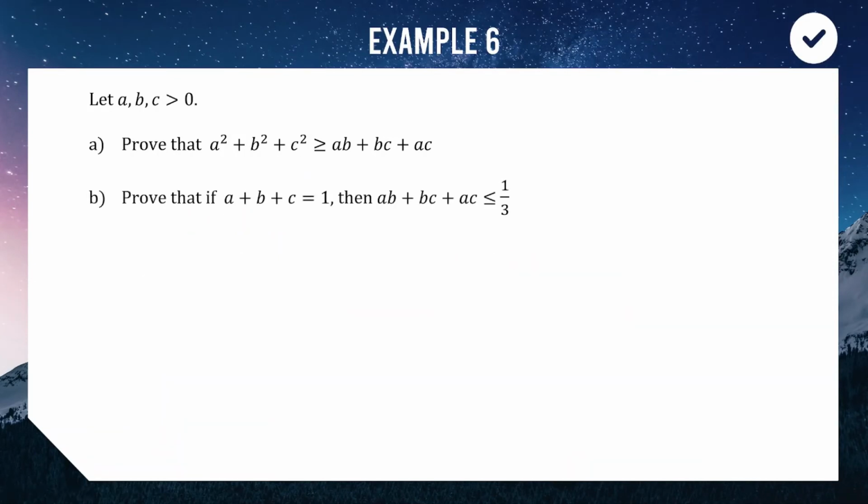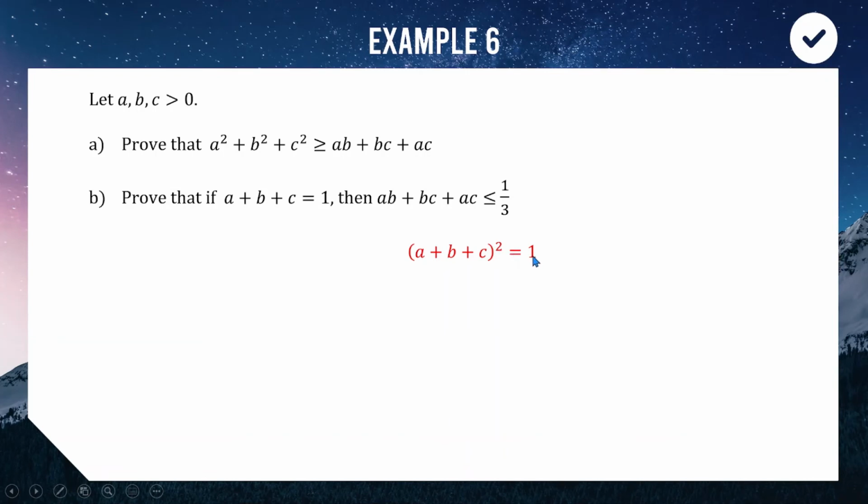Now let's see if we can use that to, in part B, prove that if A plus B plus C is equal to 1, then AB plus BC plus AC, so the right-hand side, is less than or equal to 1/3. Okay, so we know we need to use part A, so we need to get some A squareds, B squareds, and C squareds involved. Now we know A plus B plus C is 1, so this is good because it means that A plus B plus C squared is going to be 1 squared, which is still 1.